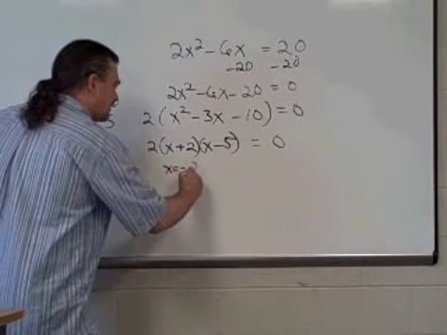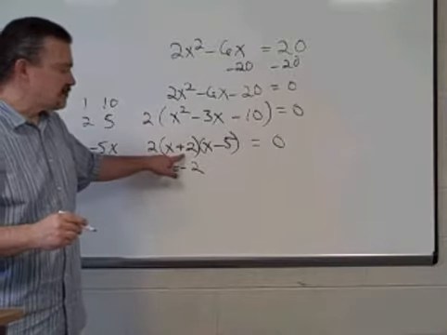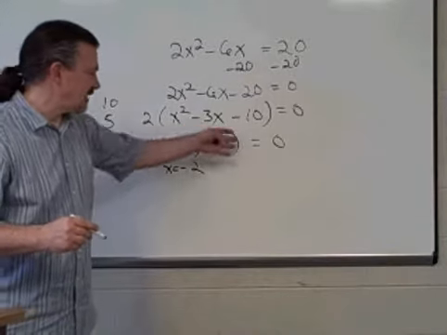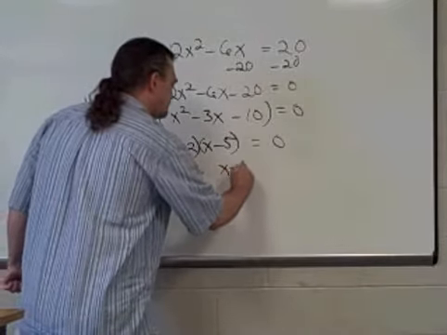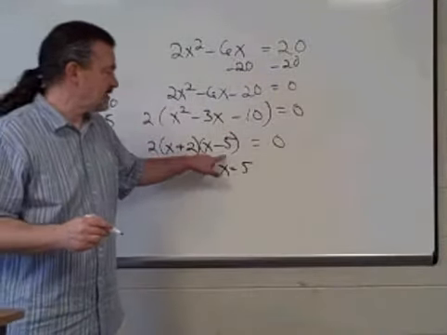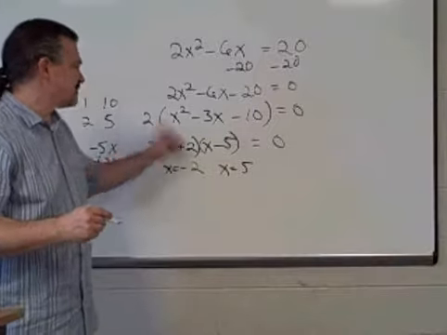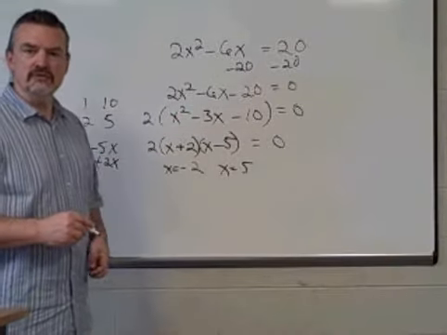That would happen if x was negative 2, wouldn't it? Negative 2 plus 2 would be 0. 0 times anything would be 0. Or if x was 5. 5 minus 5 is 0. 0 times anything is 0. We have our two solutions.